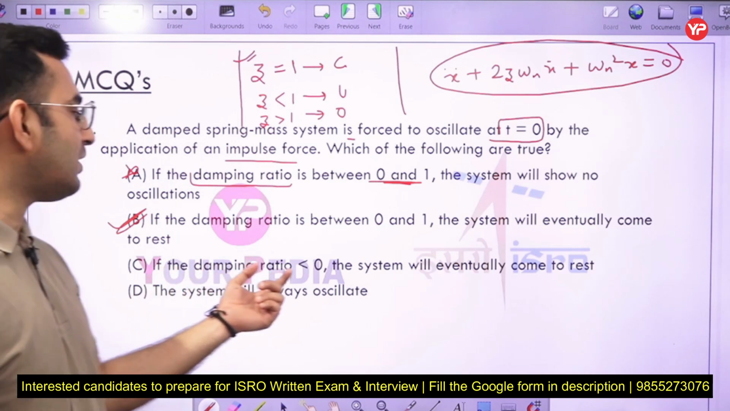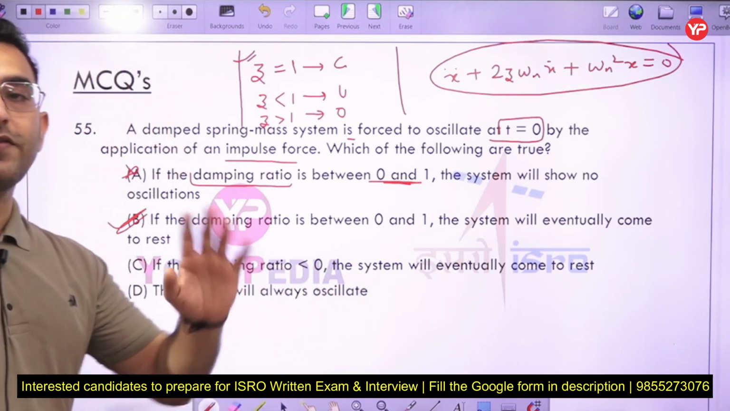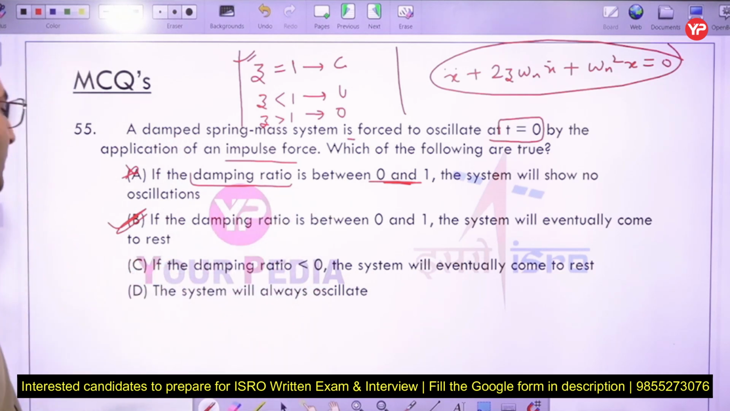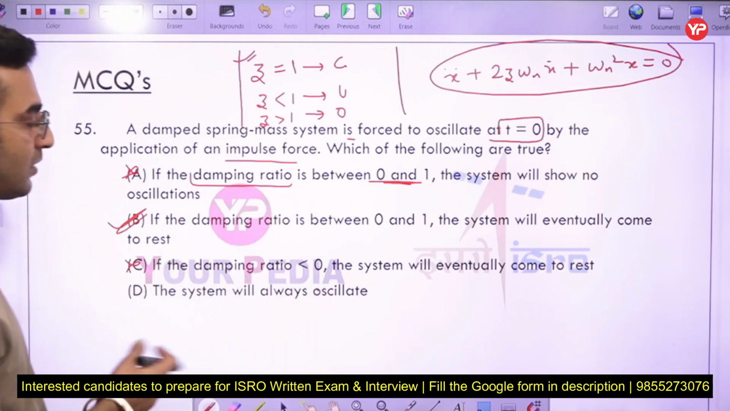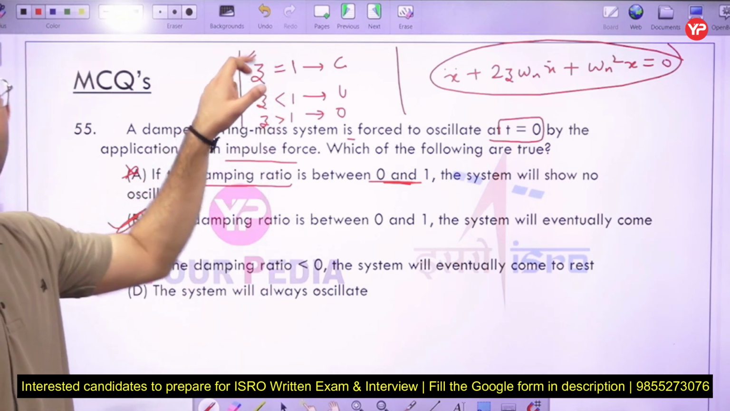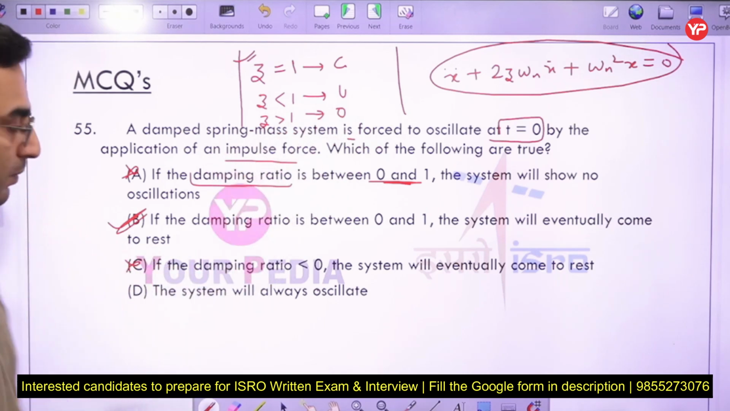If the damping ratio is less than 0, the system will eventually come to rest. The damping ratio can never have a value less than 0 here. So statement number C is also incorrect. The system will always oscillate. That is also a wrong one, because as soon as zeta becomes equal to 1 and more than 1, there will be no vibration in this system here.